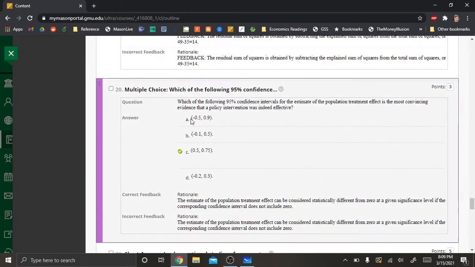Okay, so first one, we've got a negative on the left and a positive on the right, so 0 is within that one, so we can rule out that one. Same here, same here. The only one that doesn't include 0 is C.